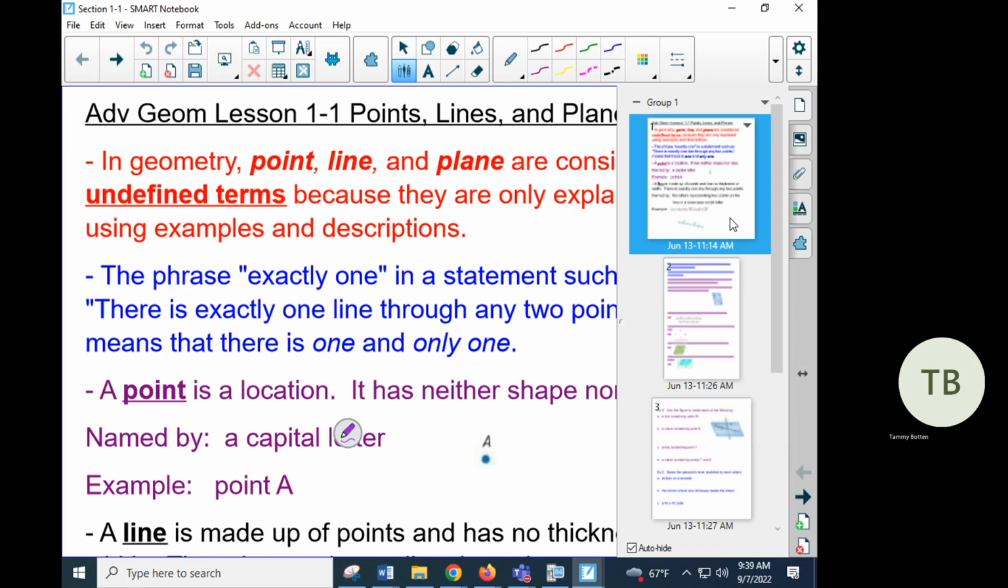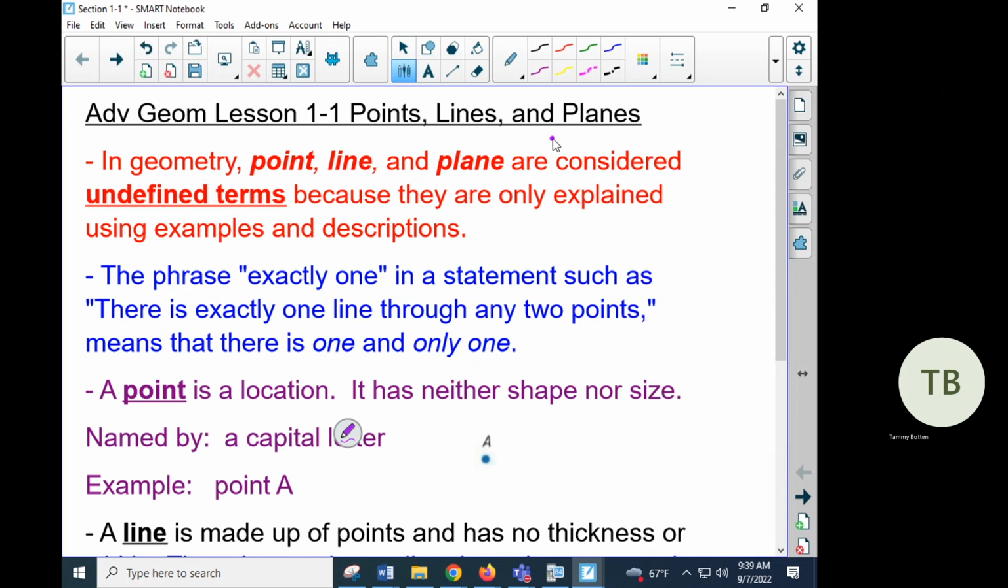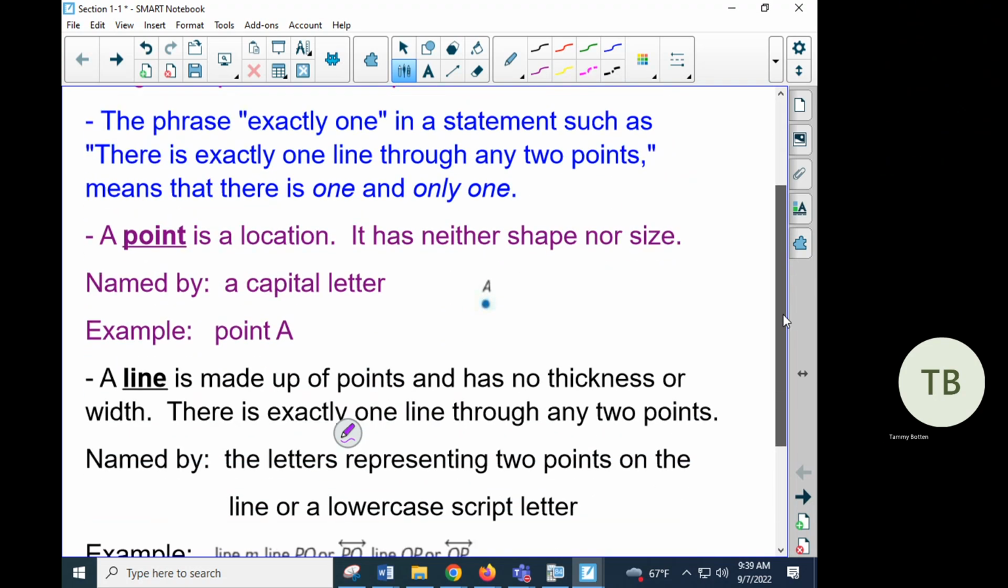Okay. So what we're going to talk about today is some undefined terms in geometry. Geometry is built around these three terms. So the first one that we're going to talk about is a point.